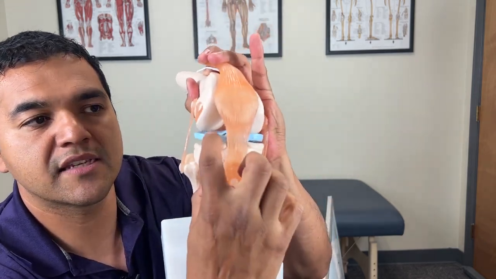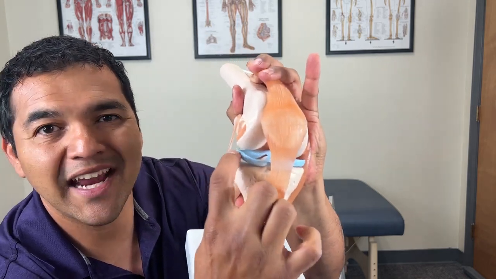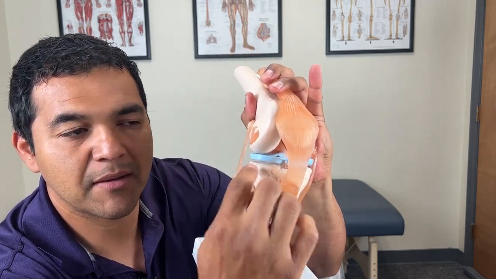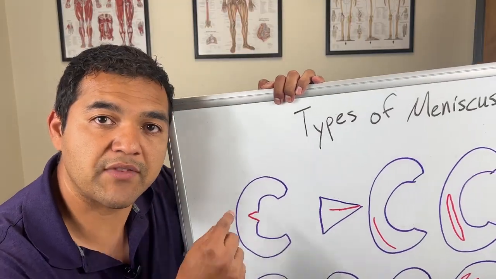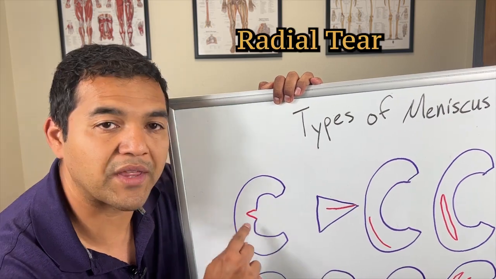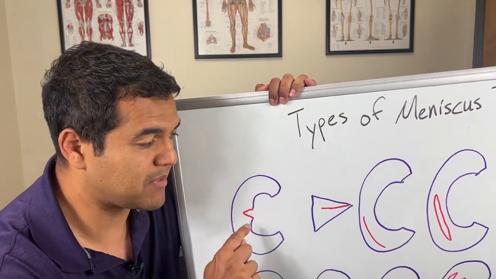And if you look at it this way, it's hard to tell, but the inside here is thin, the outside part is wide, so it makes like a wedge triangle shape if you're looking at it from the front to the back this way. Here in this first picture, we have a top-down view of the meniscus, and this is what's called a radial tear. It's just a notch in the edge on the inside part of the meniscus.